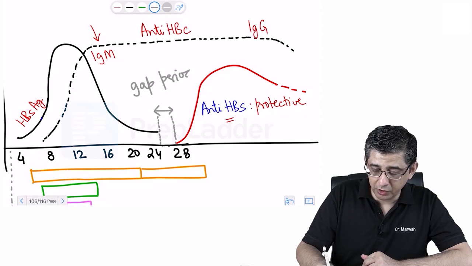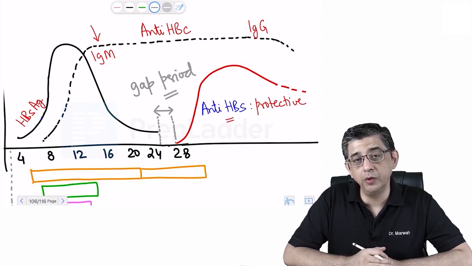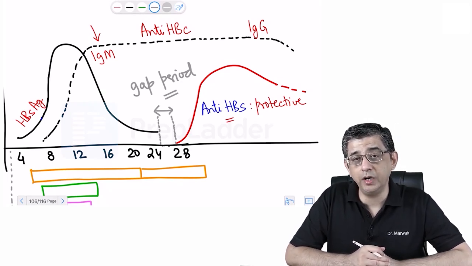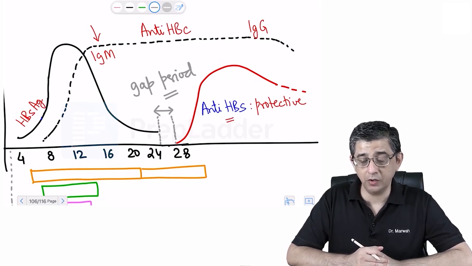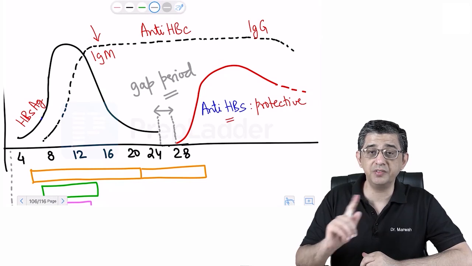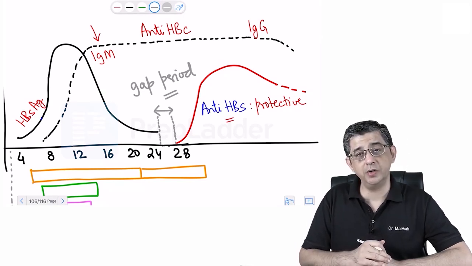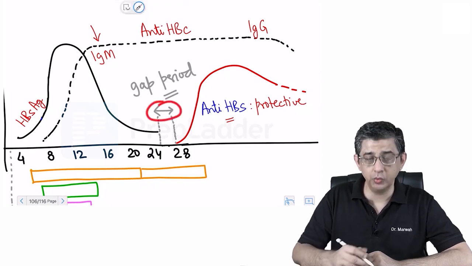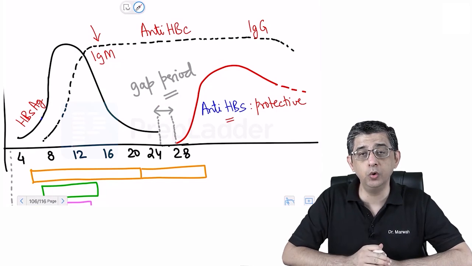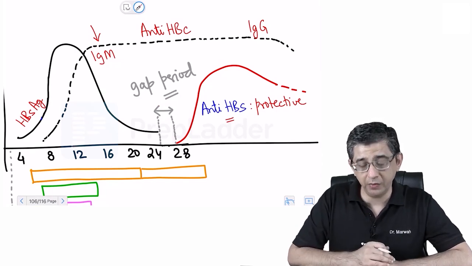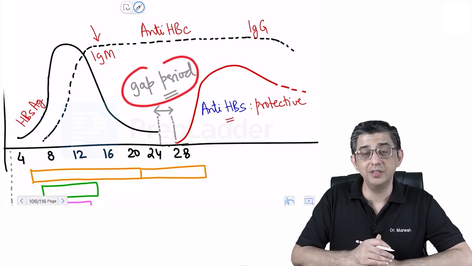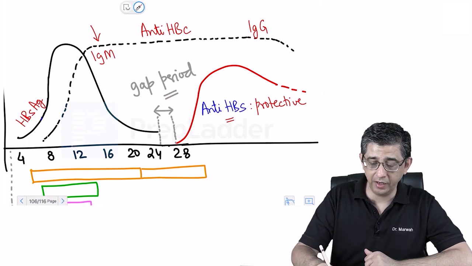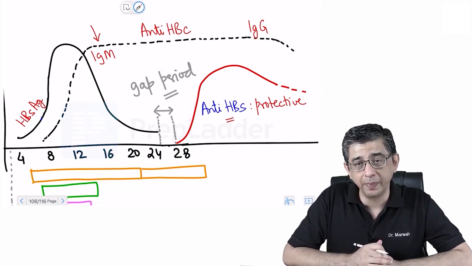This is itself an MCQ. Gap period would be characterized by presence of which antibody? It would be antibody against the core antigen of the IgM class, but surface antigen will not be present at this point of time, because you can see the way I have highlighted the gap period before you, the surface antigen is usually below the detection threshold. I repeat once again, in the gap period, the surface antigen is below the detection threshold. So the only thing present here is the protective antibody.